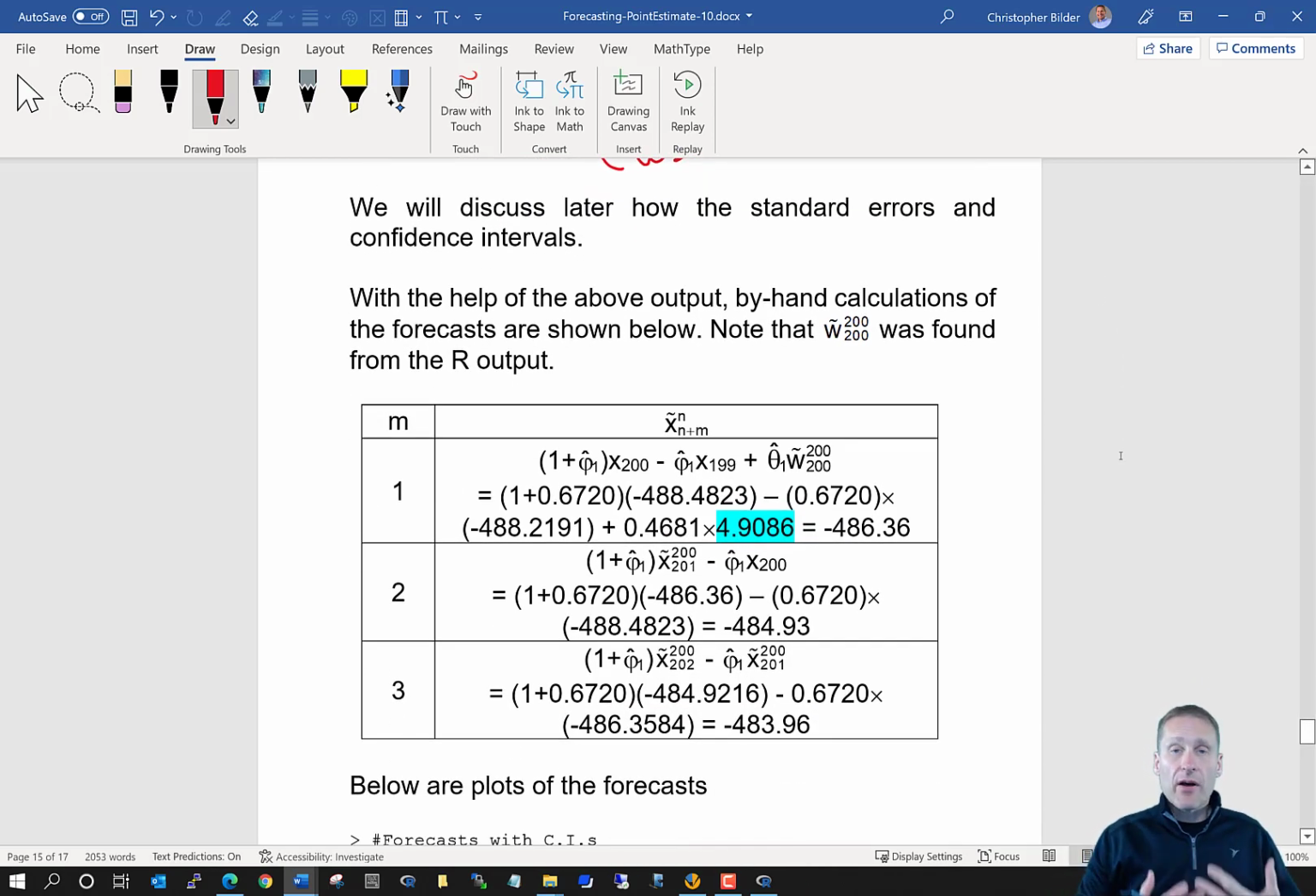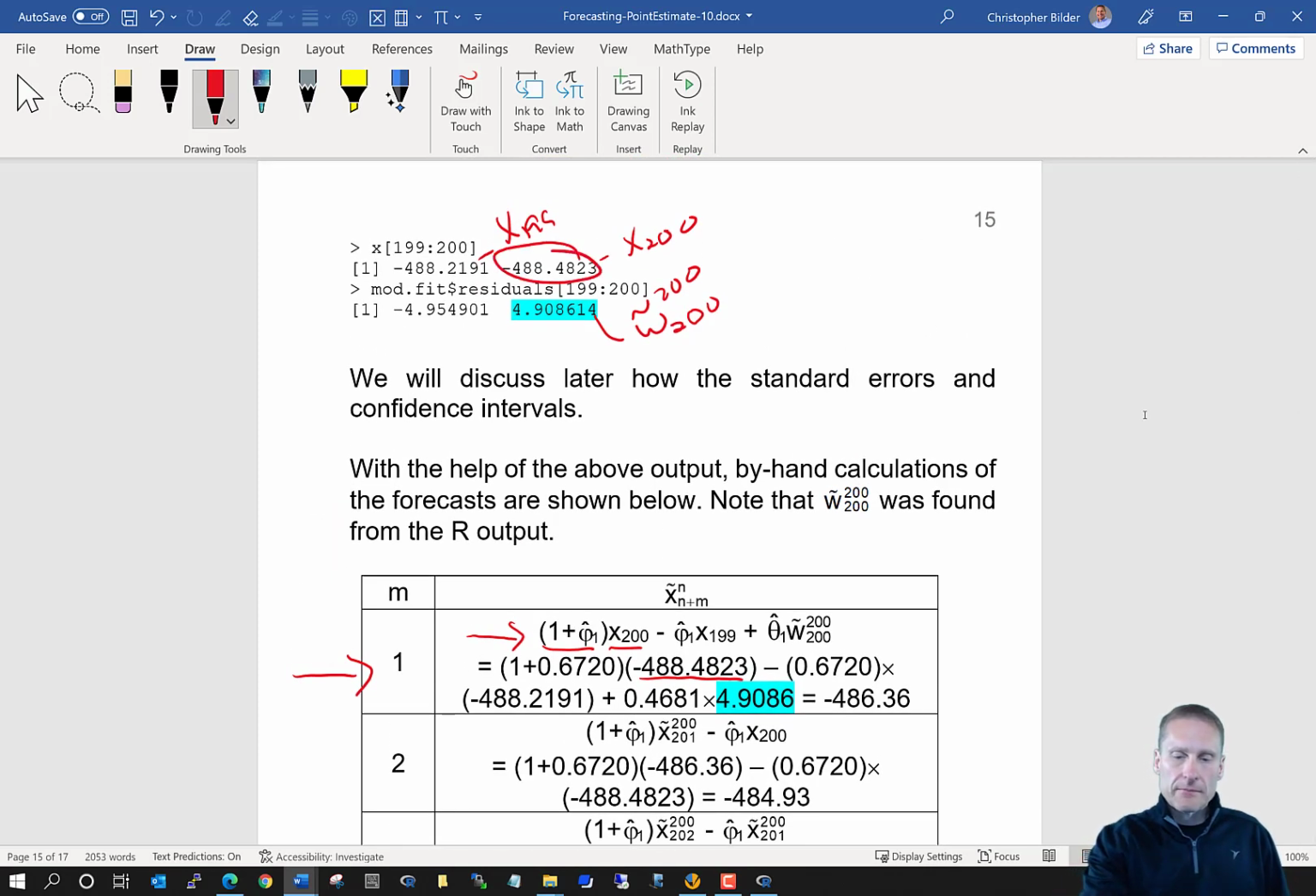Based upon our derivations before for an ARIMA(1,1,1) model, here's how the actual forecast would be found by hand, let's say, for time point 201. I take 1 plus phi hat 1 times x of 200, which we just found above, negative 488.4823, minus phi hat 1 again times x sub 199, plus theta hat 1, 0.4681, times that last residual, 4.908614. If you go through the math, you get negative 486.36.